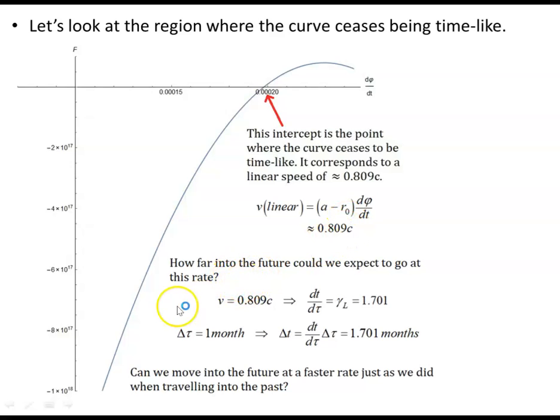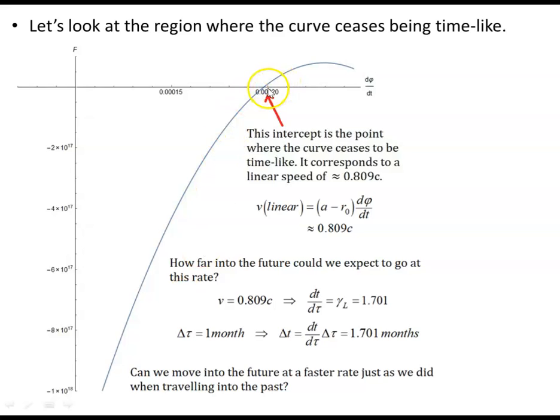How far into the future could we expect to go at this rate? Well, our gamma factor here for that linear speed is about 1.7. Nothing like the 70,000 we saw on the previous slide for traveling into the past. Now, for an observer traveling for 1 month on this world line within the ring, to a distant observer, they would only have traveled 1.7 months. So you're not going to move very rapidly into the future at that rate.